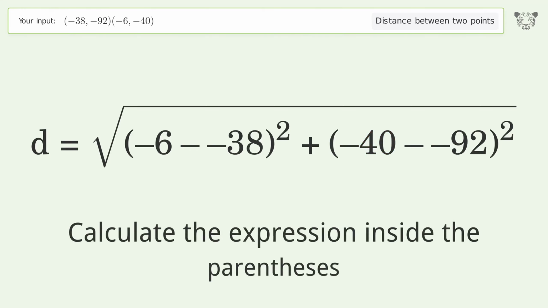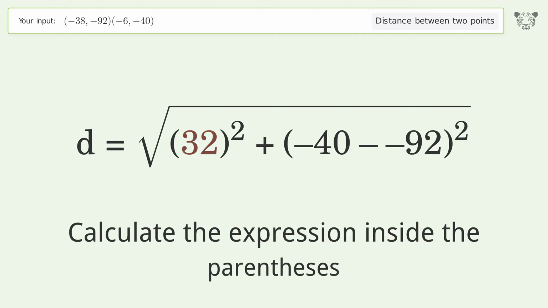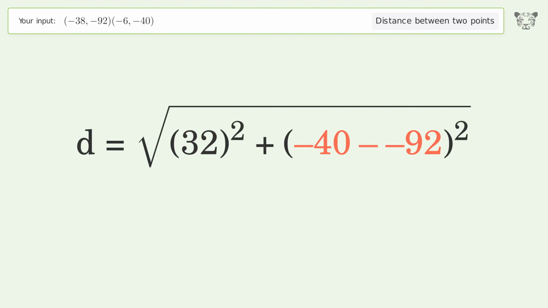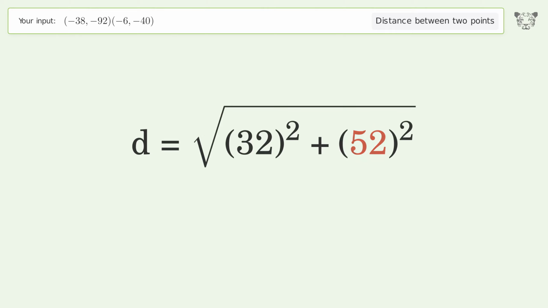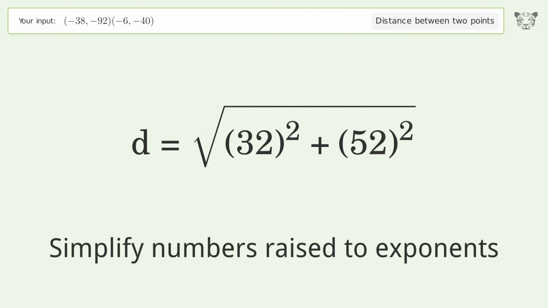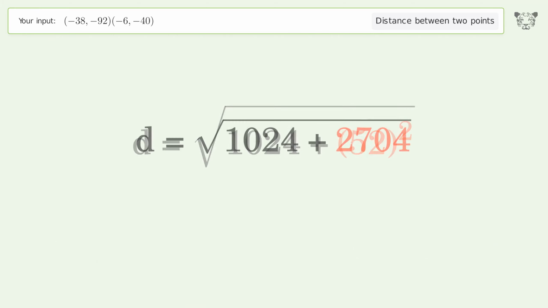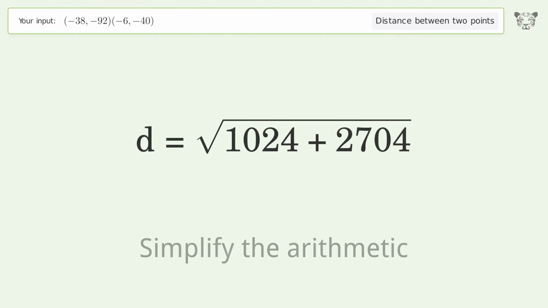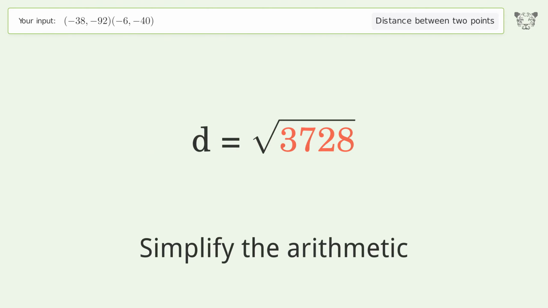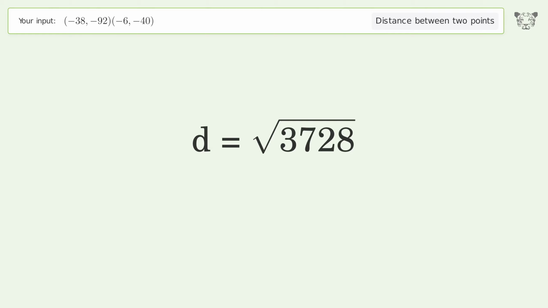Calculate the expression inside the parentheses. Simplify numbers raised to exponents. Simplify the arithmetic. And so the distance between the 2 points is the square root of 3728, or 61.057.